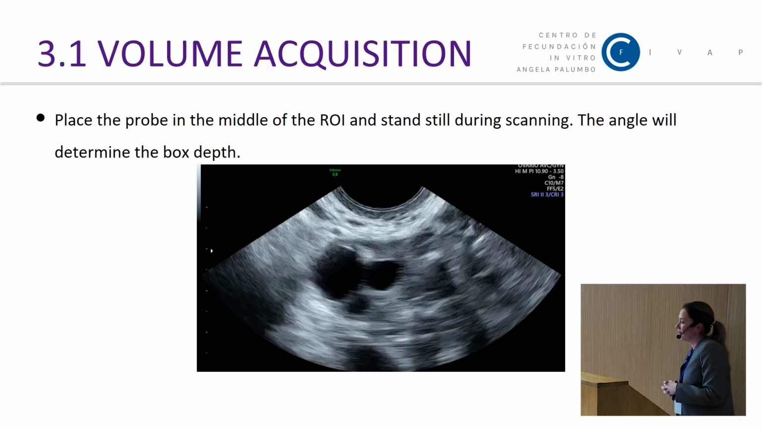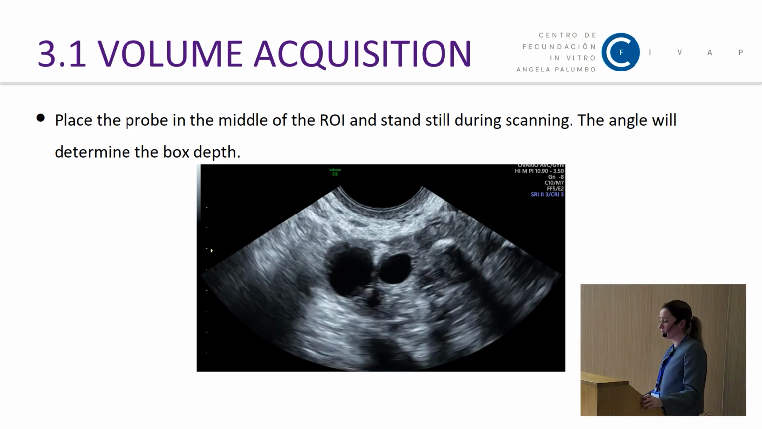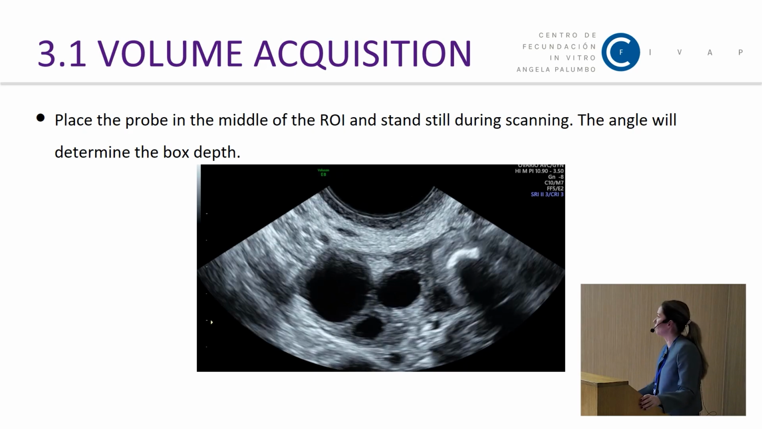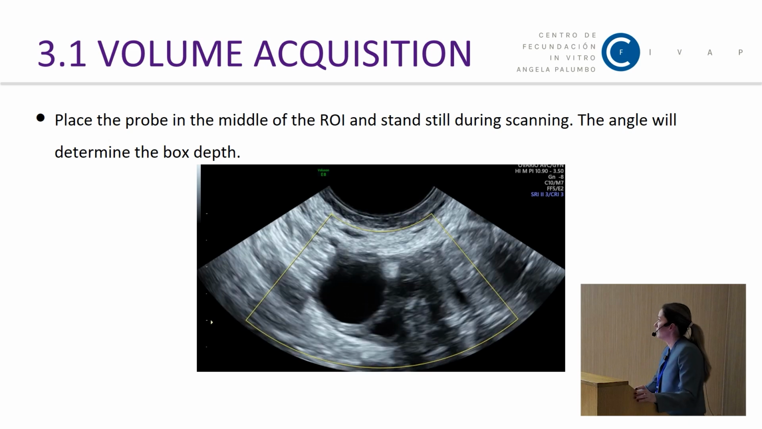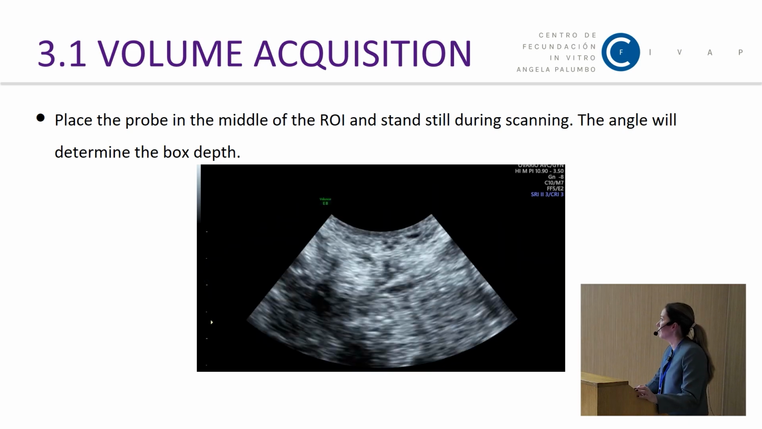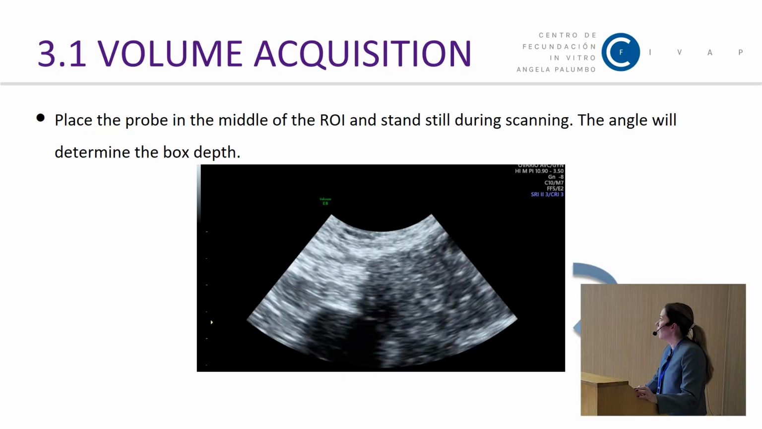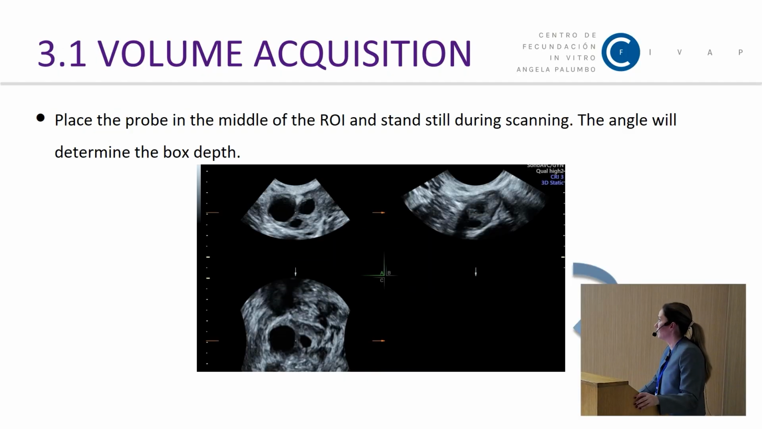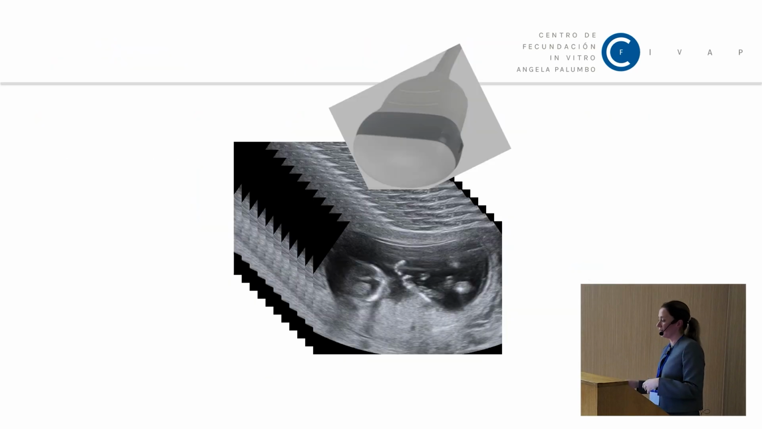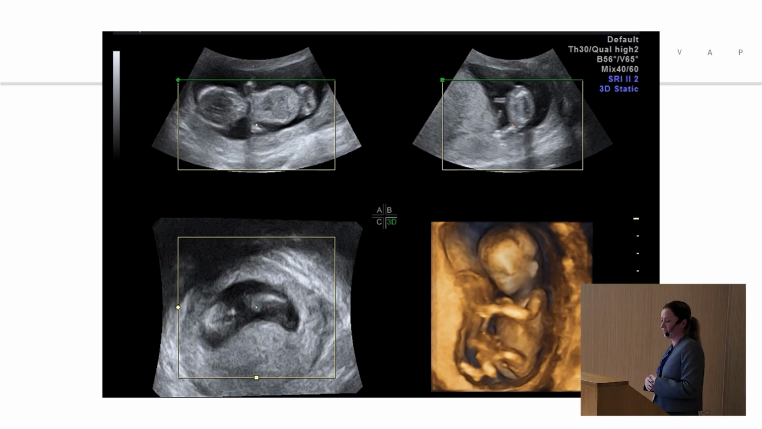Okay. Once we have the best possible image quality in 2D, we can proceed with the acquisition of the volume. We have to place the probe in the middle of the region of interest, adjust the 3D box, adjust the angle, and stay still while the acquisition is going on. During the scan, several parallel images are going to be acquired and will be represented at the end in a multiplanar view.